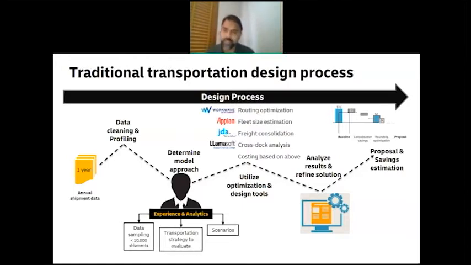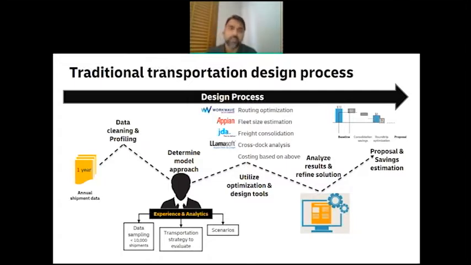All this needs to be taken into consideration by the transportation analyst, and they need to determine which tool they would use. One tool would not do all of it, and if there is a tool which does multiple of these problems, that tool might not be as good at solving all these problems, right?